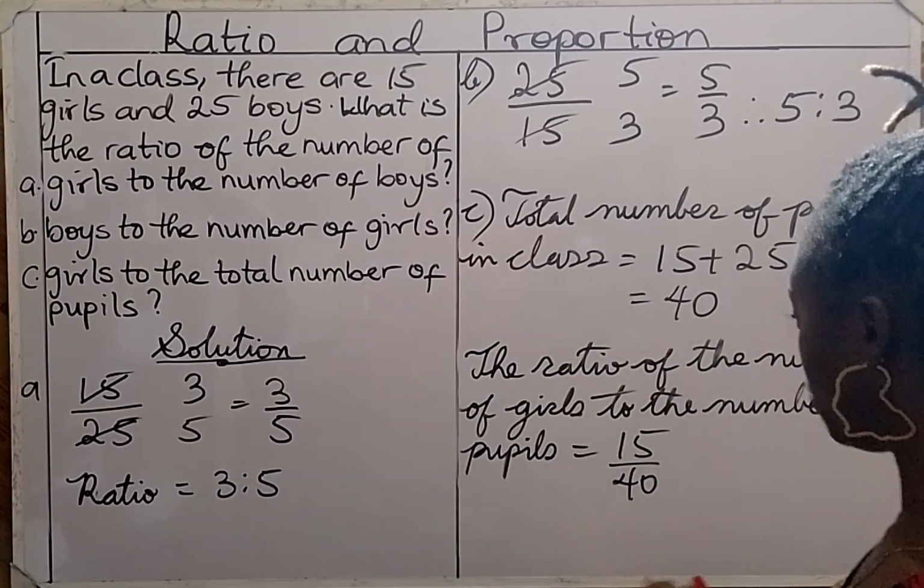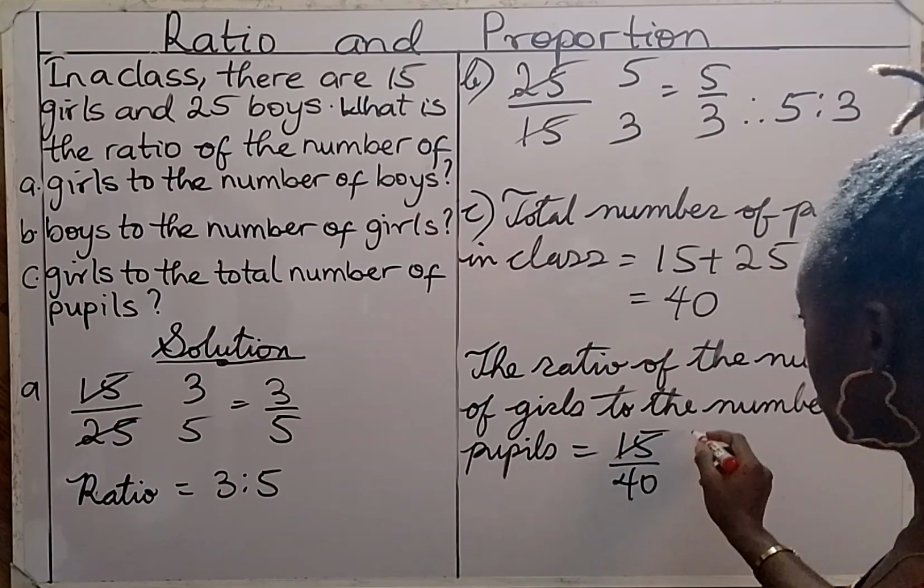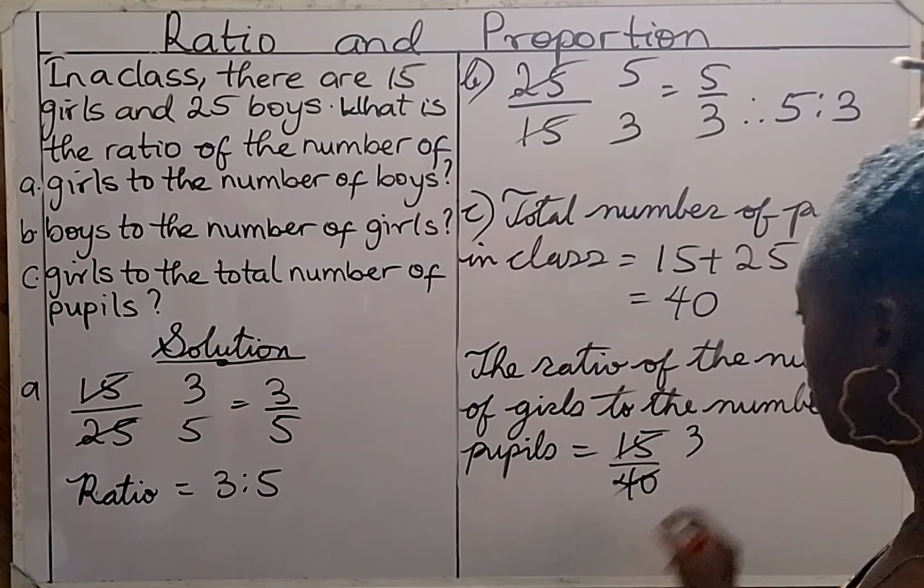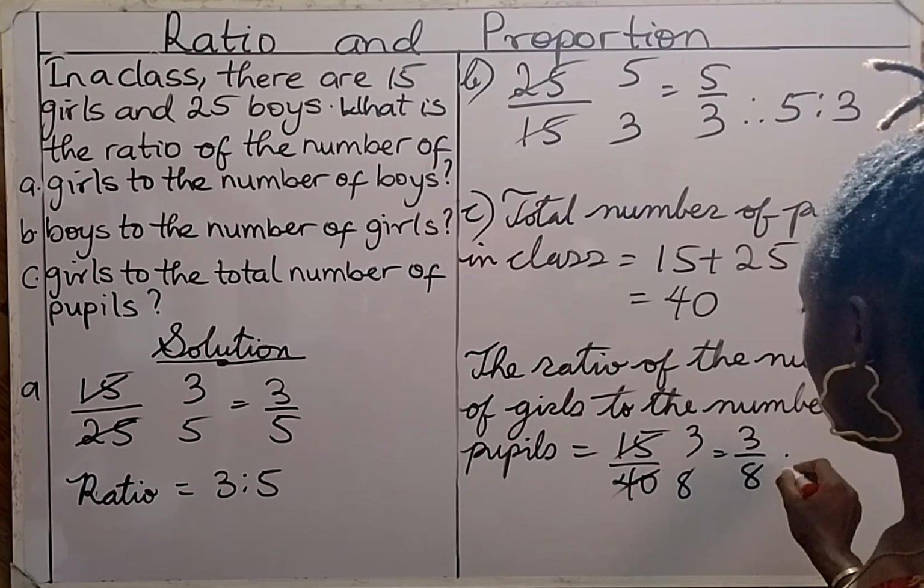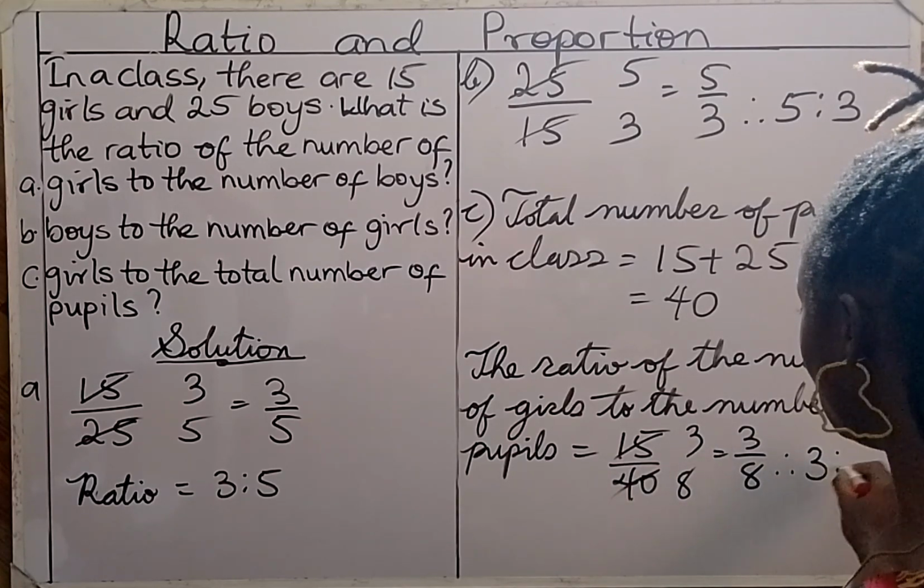Now we're going to reduce the fraction as usual. 5 in 15 gives us what? 3. And 5 in 40 is 8. So this is 3 over 8. And our ratio is what? 3:8.